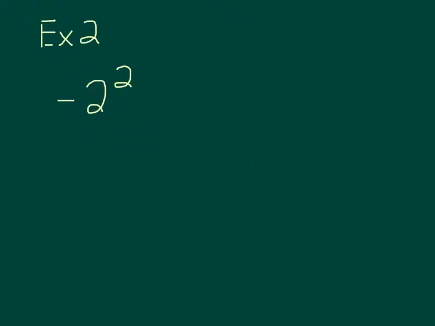Now in example 2, notice it looks like the same type of problem, but it's really not. I don't have parentheses here. There's a big difference here between example 1 and example 2. So the way I do example 2 is, first of all, let me state how you would read this correctly. We're going to take the opposite of 2 squared. I'm going to take 2 and square it, and then take the opposite of it. Notice there's not any parentheses, so I'm going to square the 2 and then take the opposite of that.